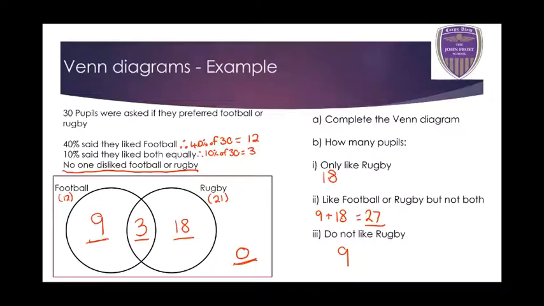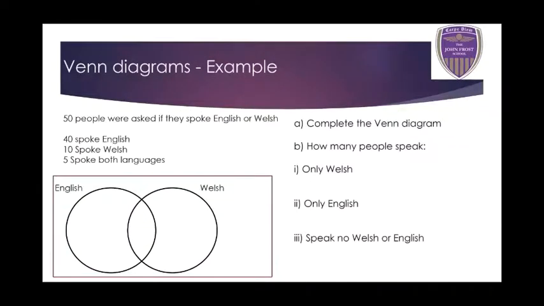Okay, so let's have a look at one more example. So last example now. If 50 people were asked if they spoke English or Welsh, of those people asked, 40 spoke English, 10 spoke Welsh, and 5 spoke both languages. So the first part of this question will be to complete the Venn diagram, okay?